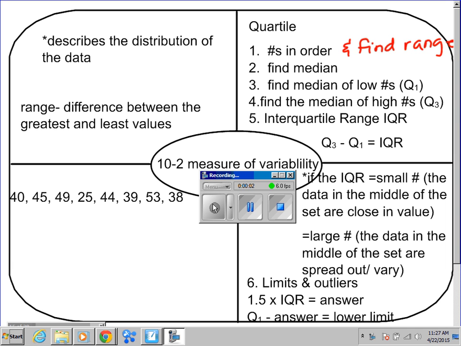So we are trying to create a box plot. We're not going to have to graph it, but we do need to find all of this information. So step one over here says put the numbers in order and find the range.